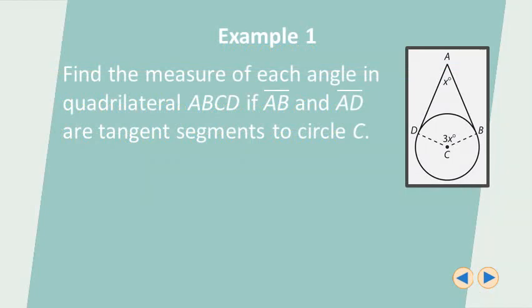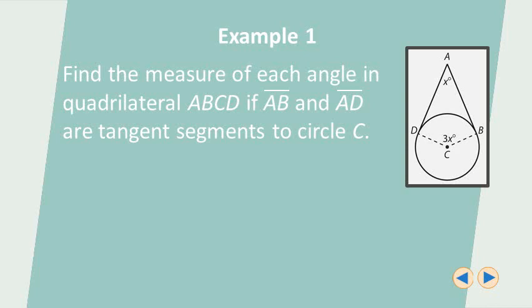All right, so now we're going to work out an example. Find the measure of each angle in quadrilateral ABCD if segment AB and segment AD are tangent. Now the theorem tells us that because they're tangent, therefore the radii are perpendicular. So CB has to be perpendicular to AB, and that of course is going to give us what kind of angles? It's going to give us right angles. So therefore what we're looking at here is a kite.